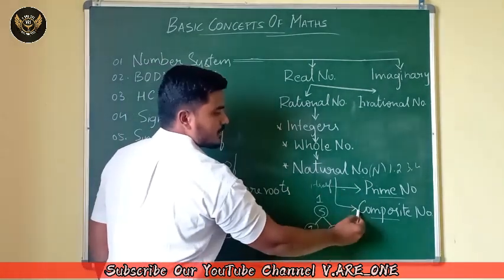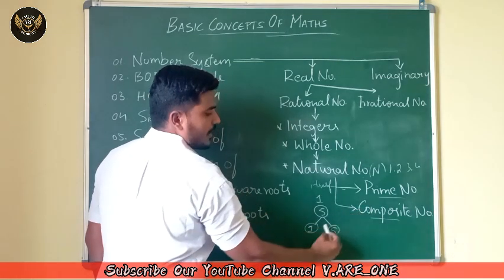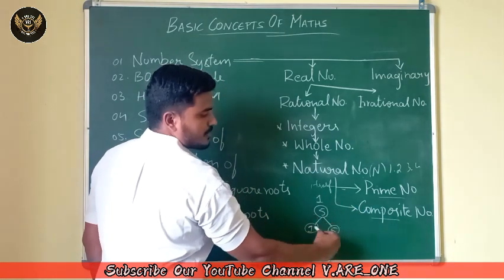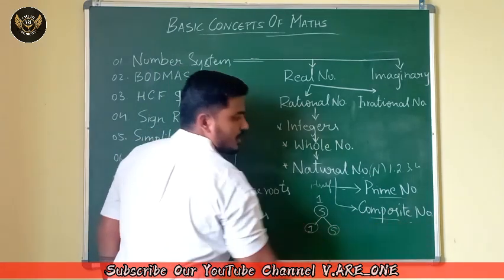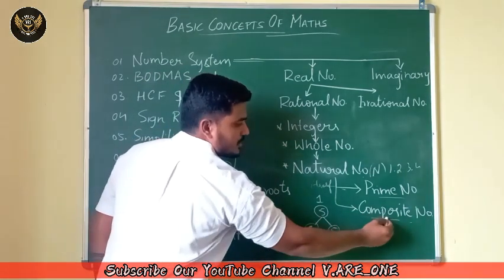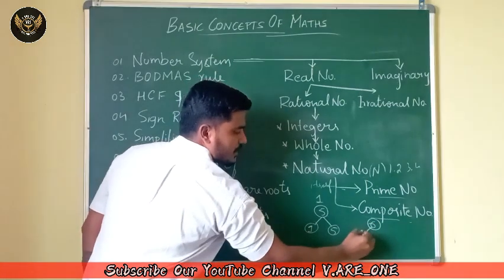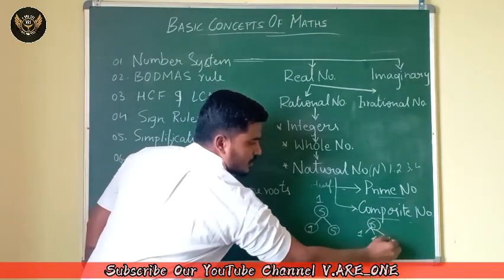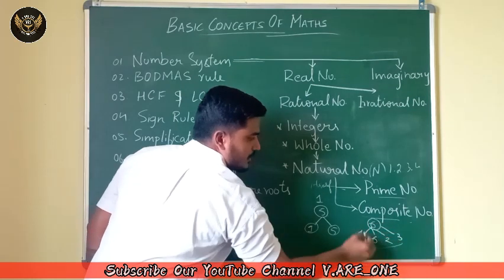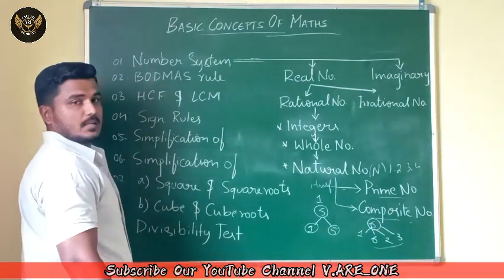What are composite numbers? Composite numbers are nothing but the numbers except the prime numbers. Here composite numbers have more factors. For example, 6. 6 has the factors 1 and 6, 2 and 3. Then 6 is called a composite number.